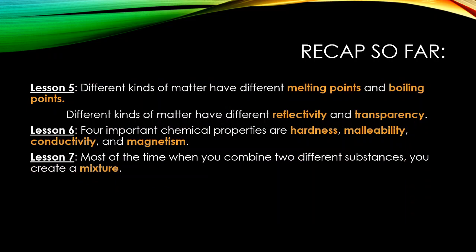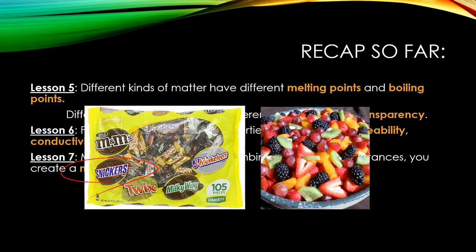Still moving forward, in lesson 7, we learned that most of the time when you combine 2 different substances, you create a mixture. Some examples that we saw of mixtures were things like this variety pack of candies, where it's a mixture of Snickers and Twix bars and Milky Ways, all these different things mixed together. Or in the Crash Course videos, they talked about fruit salad, a whole bunch of different kinds of fruits that are all mixed together. If you wanted to, you could separate a mixture back out and create separate piles of blackberries and strawberries and kiwi, because it's only a mixture, so you can separate them back out.